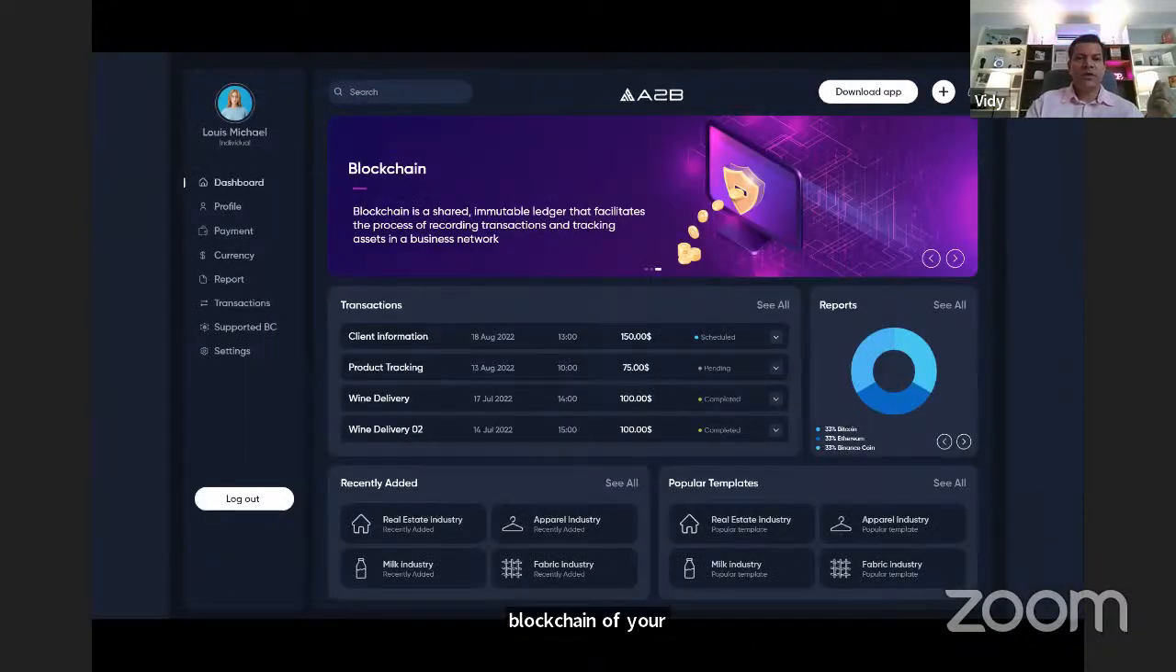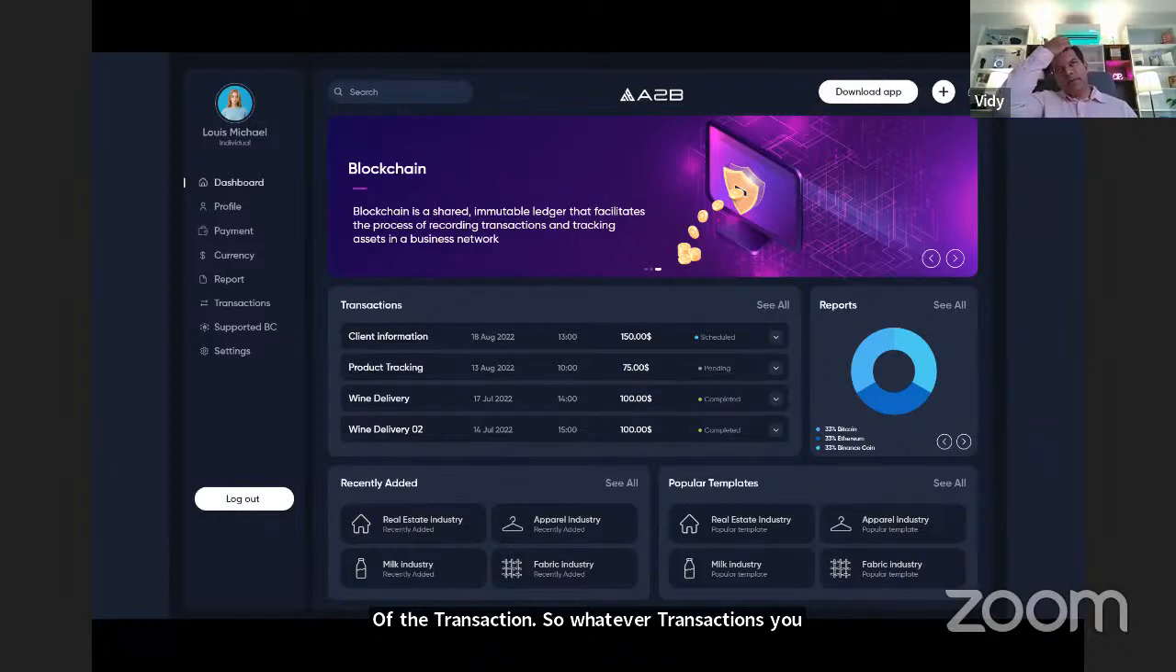This is a dashboard of the transactions. Whatever transactions you initiate using A2B will be visible on the dashboard. So you don't have to go to the blockchain explorer page for any chain. All that information is easily visible and accessible from here. Plus, we have given a link if you want to verify whether that transaction is really on the blockchain or not. The link is there, which you can use to go and check.